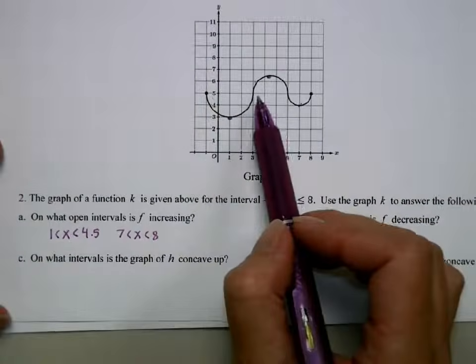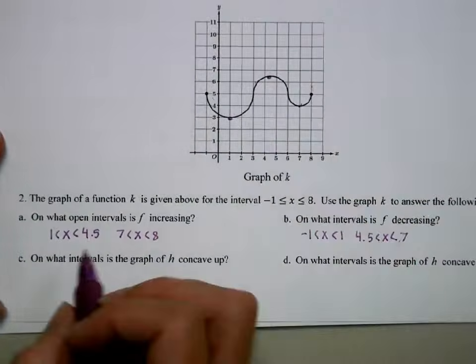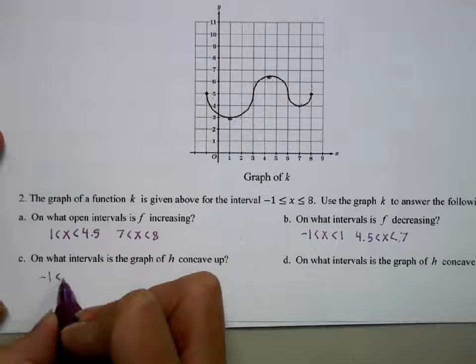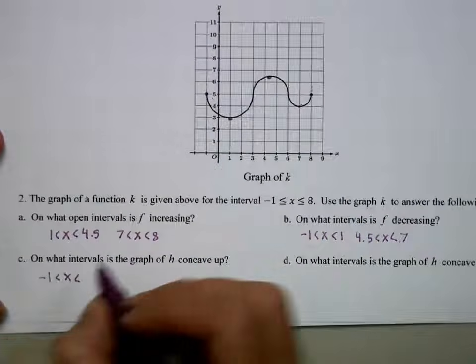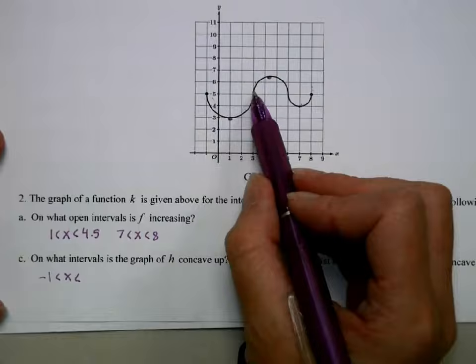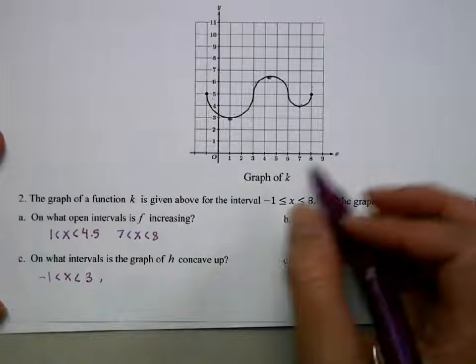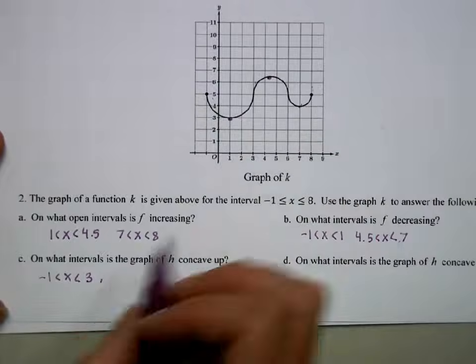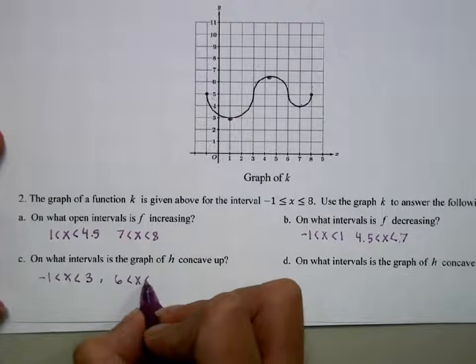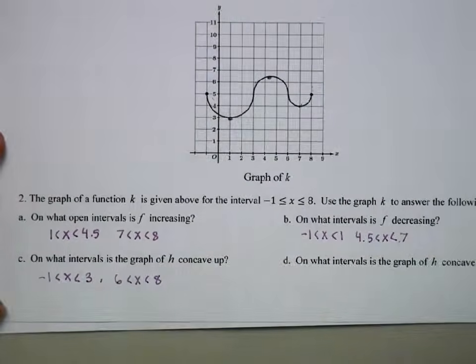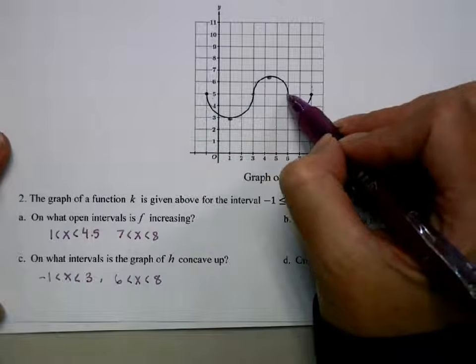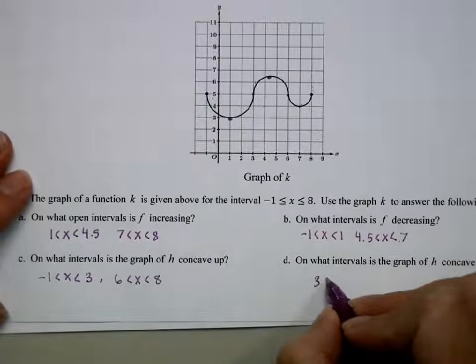Okay, concavity. Our graph is concave up, concave down, concave up. So it's concave up from -1 up to 3. And then it's concave up again from 6 to 8. And it's concave down in this middle guy from 3 to 6.